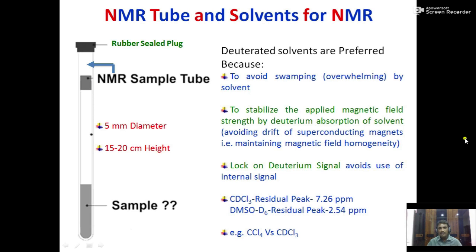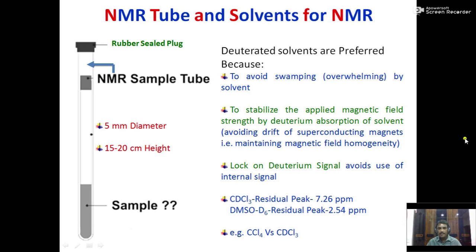To stabilize the applied magnetic field strength by deuterium absorption of the solvent, we can use a deuterated solvent. Sometimes the superconducting magnets show drift. For internal calibration, we have to use this deuterium. This deuterium maintains magnetic field homogeneity. If any fluctuation or drift occurs in the superconducting magnets, we have standardized the instrument with respect to deuterium, so that the drift will not disturb the magnetic field homogeneity. Then you can use the deuterium lock signal, the field lock. Lock on the deuterium signal avoids the use of internal standards.